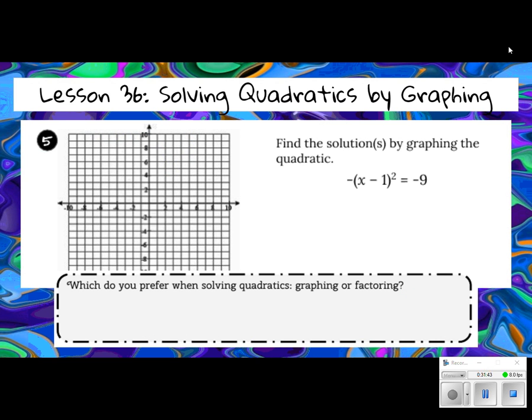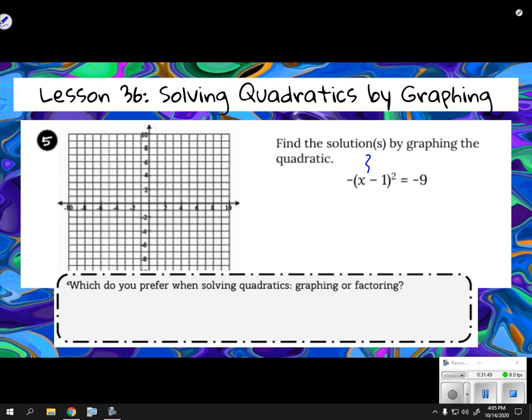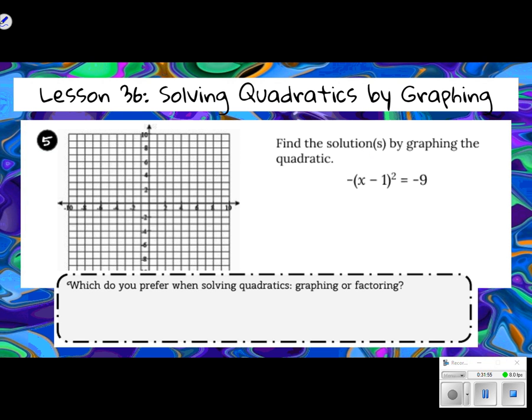All right, so we got one more. What we're going to do is we're going to make this equal 0, and I know that some of you may want to multiply that out, but let's try not to for right now. So I still want to make this equal 0, so I'm going to do negative x minus 1 squared plus 9 equals 0. And this is vertex form. This is the one that you watched yesterday in the video.